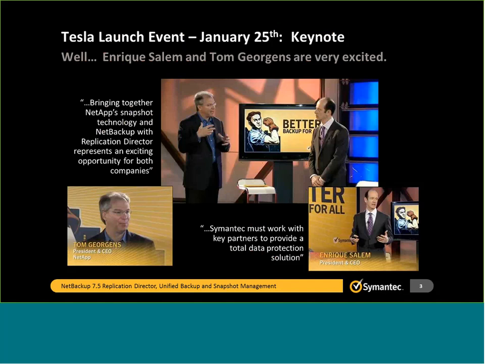On January 25th, the CEO over at NetApp and our CEO joined forces in a little event over at Tesla Motorsports. They both were talking about the fact that we needed to bring these technologies together and work together, and that's why we did. We put a lot of engineering into it to make sure that these two capabilities are available to the customer base today.